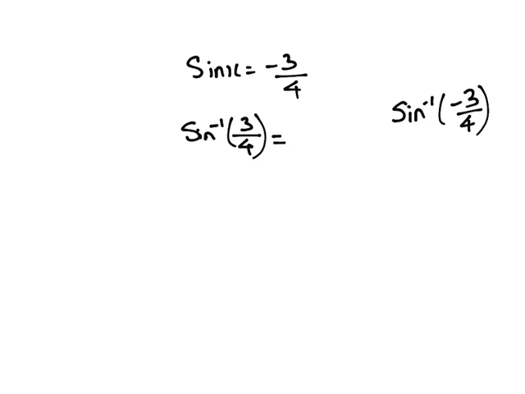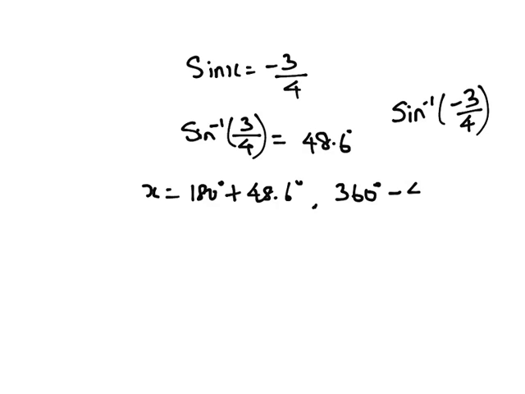You'll get 48.6 degrees as the answer, right? Now, since sin x is minus 3 by 4, x has to be an angle in the third and fourth quadrant. So that means x has to be 180 degrees plus 48.6 or 360 degrees minus 48.6. That means the answer is either 228.6 degrees or 311.4 degrees.